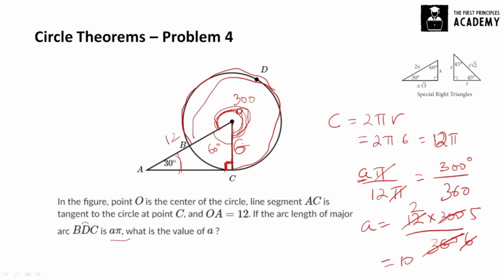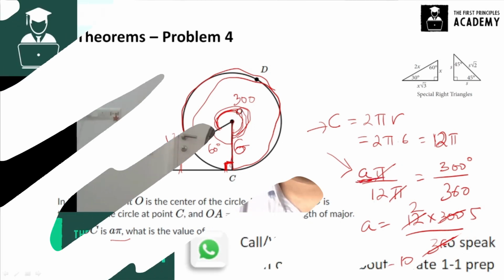So although it was a complicated question, one of the things that you needed to know was that if this is a tangent and you're dropping a line here, this is 90 degrees. Once we knew that, we simply had to apply all the right triangle things to figure out this side length. And then we knew the circumference and we just needed to use the ratios to calculate the unknown A pi.